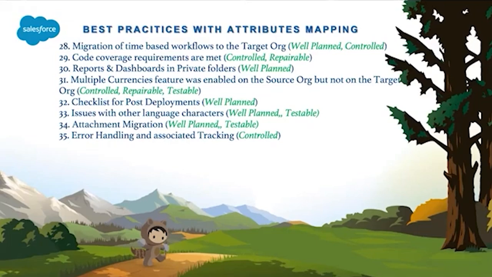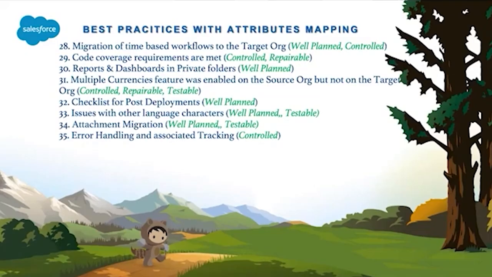Practice number 31 is also a specific error scenario, where you may have multi-currency enabled in source but not on target. What to do? Or you may have some patch applied on source but not on target. In any such use case, you may need to account for it as part of that migration. Another common thing we came across, which I didn't include here explicitly, is that your full copy may be upgraded to Winter 21 or some other latest release, but not your production. You may need to account for those as well.